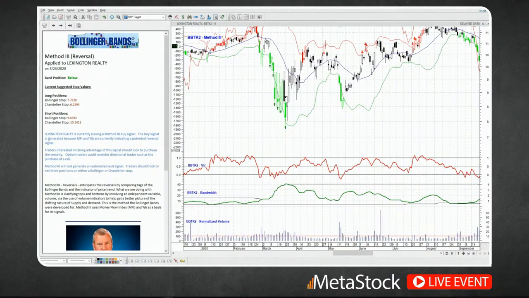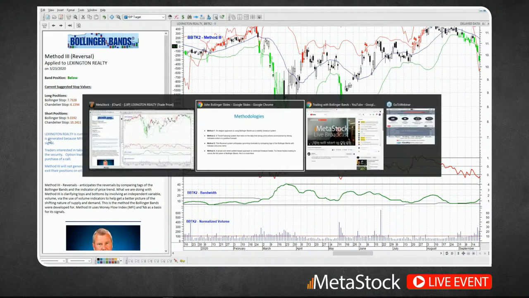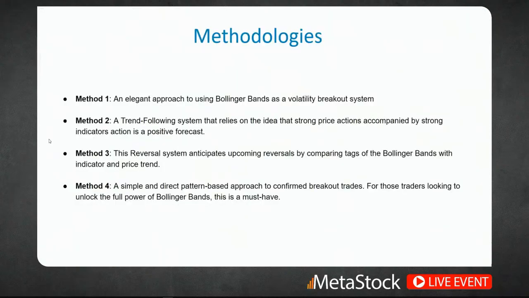The buy signal is generated because this happens and this happens and this happens. So I love the commentary because it helps you. The exploration helps you find the trade. The commentary can help you, especially as you're new to the Bollinger Band methodologies, to understand what's going into the actual methods and how to read them, what your stops are, and what you can be doing with them. And John did a really good job with these commentaries, as you'd probably expect.